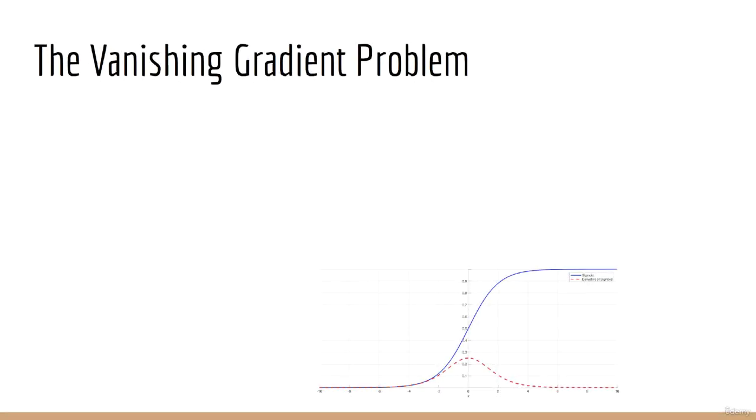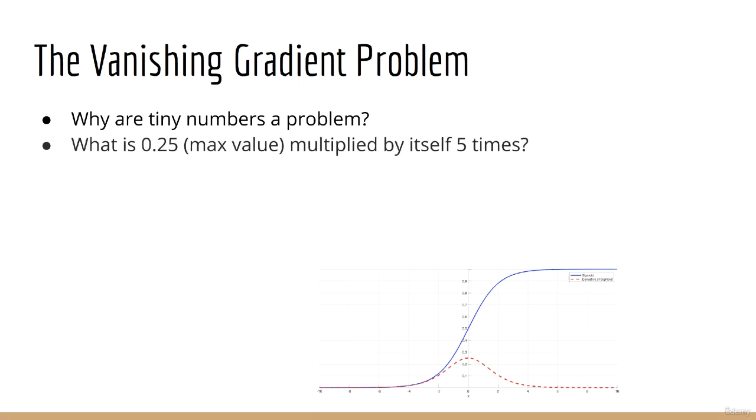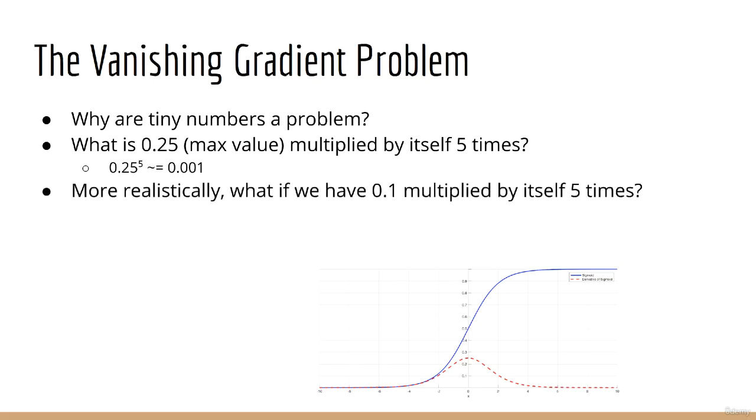Okay, so why is that a problem? Well, what happens when you multiply numbers that are very small? The answer is, you get an even smaller number. Let's say you multiply 0.25, the maximum possible value, 5 times. The result is 0.25 to the power 5, which is approximately 0.001. What happens if, more realistically, you have a value like 0.1 multiplied by itself 5 times?